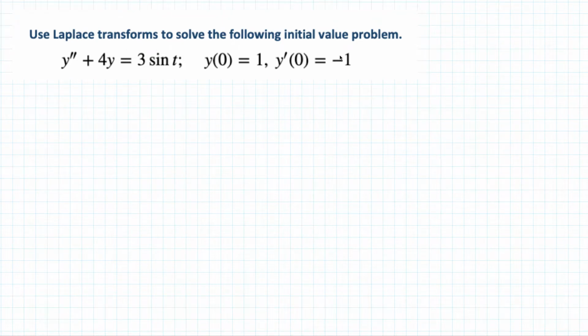Laplace transforms to solve the following initial value problem. So we got a second order differential equation and two initial values. So we take Laplace on this differential equation. Just take Laplace. That means Laplace of y double prime plus Laplace of 4y, that is same as 4 Laplace of y, equals Laplace of 3 sine t, that is same as 3 Laplace of sine t.